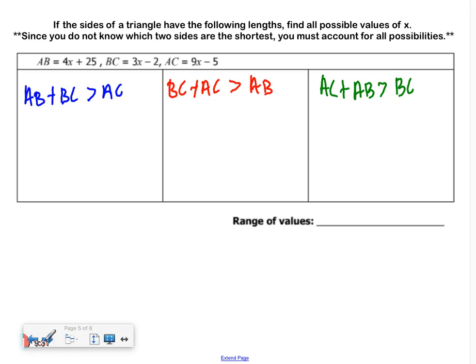Okay. So for this one, what's AB? 4x plus 25. Yep, we're just going to plug in. BC is 3x minus 2, needs to be bigger than 9x minus 5.